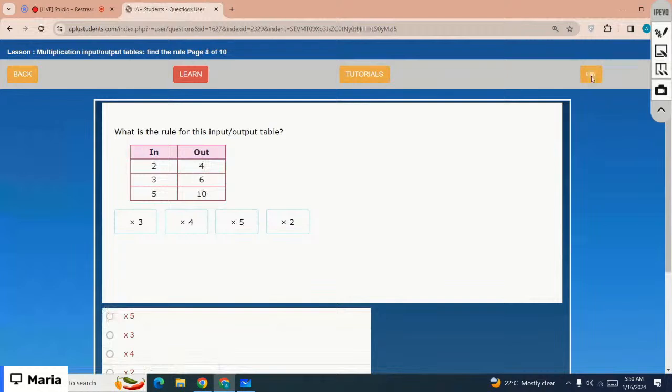What is the rule for this input output table, which is the correct option? The input values are 2, 3, 5 and the output values are 4, 6 and 10, which is the correct option. Yes, very good. Again, you have to multiply them by 2. The rule is you have to multiply them by 2.